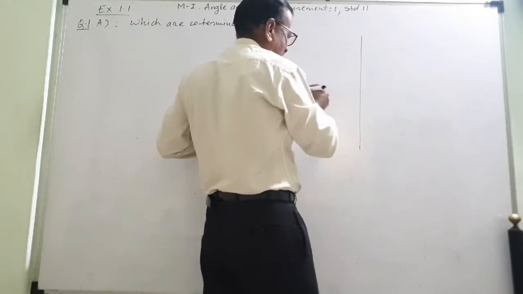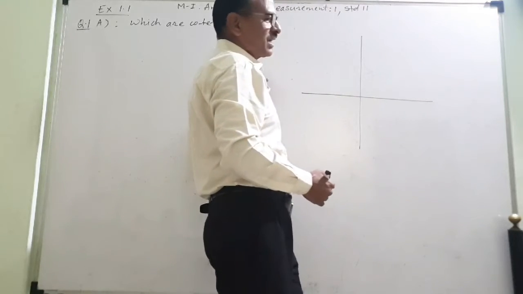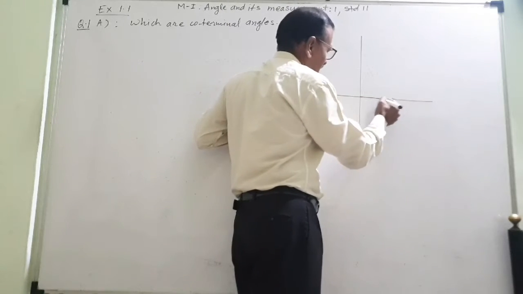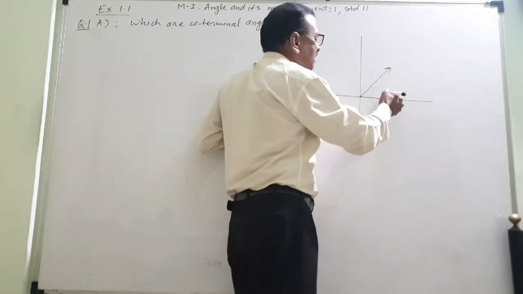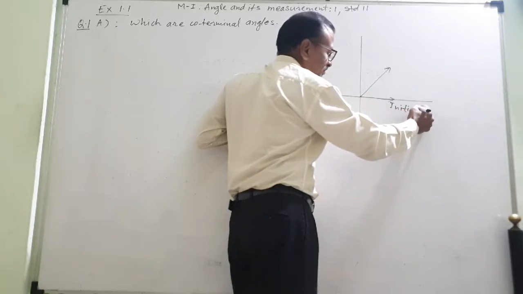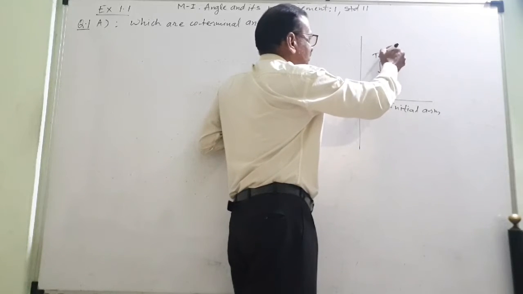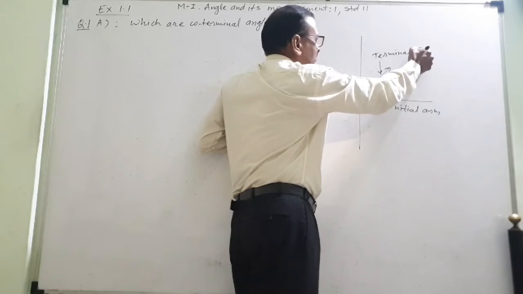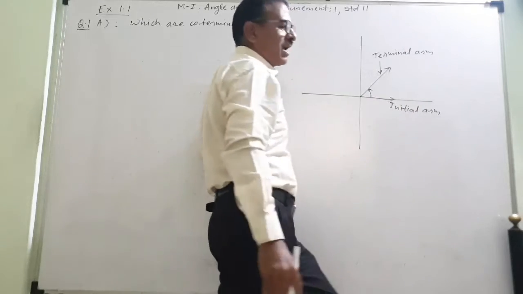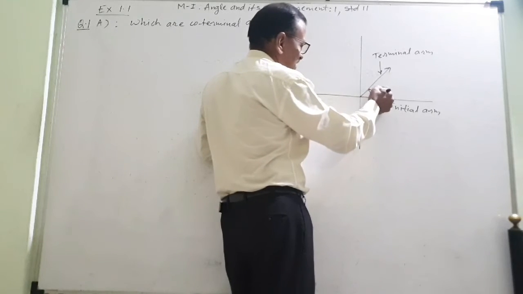This is a coordinate system. X coordinate, Y coordinate system, X and Y plane. Suppose I have an angle like this way, this angle. This is the initial arm of this angle. And this is the terminal arm. If I have drawn this angle in this direction, this is a positive angle. Suppose the measure of this is 60 degrees.